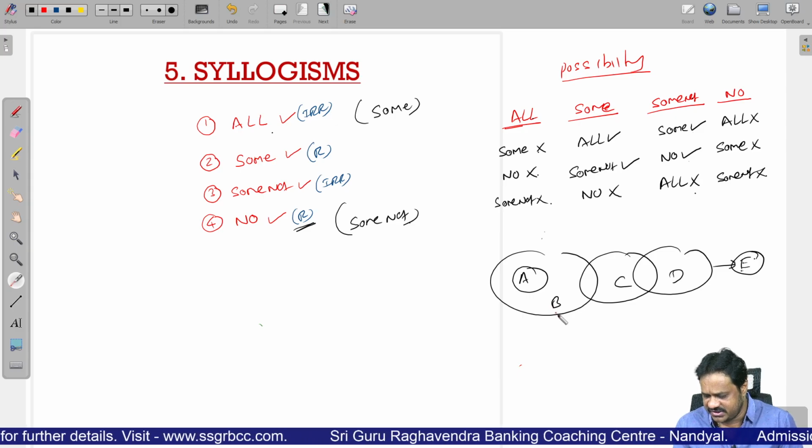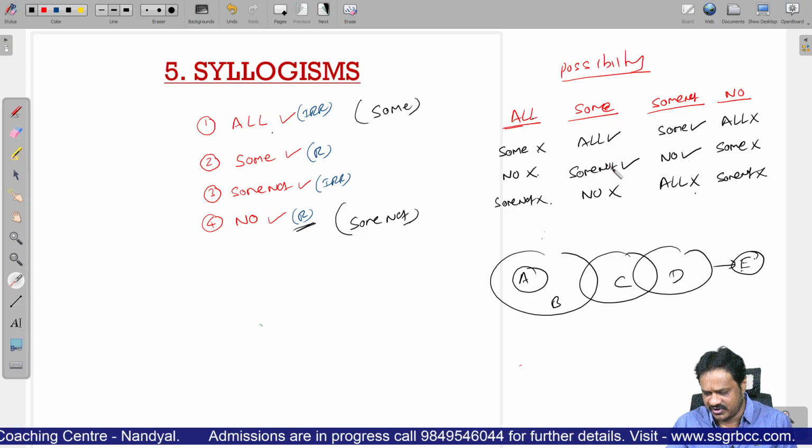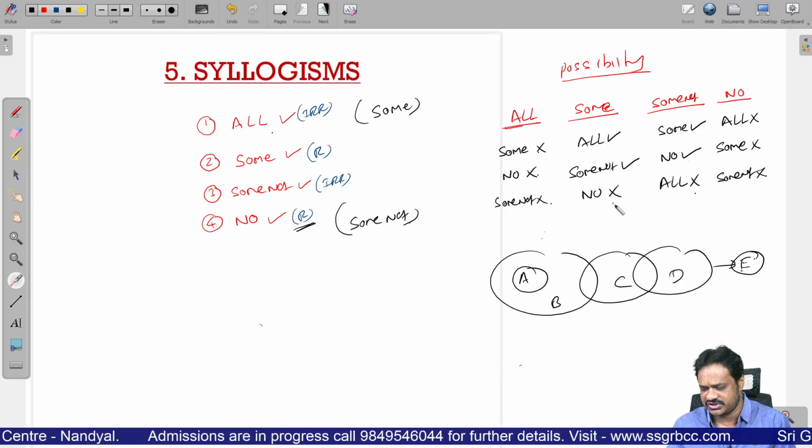If I am writing "some B is not A is a possibility," again B and A, what is the relation? Some. If some is there, "some not is a possibility" definitely follows. So if it is given "no B is A is a possibility," that does not follow. Why? Because only all and some not will follow. When we are having some, "all" and "some not" is a possibility will follow, but "no" does not follow.